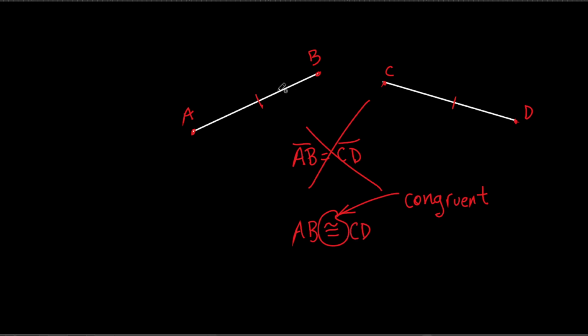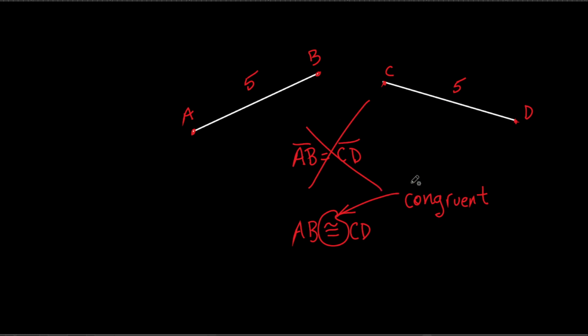So this is how we would write. If these two segments have little tick marks and they're the same length, okay? Even if they didn't have tick marks, if I put a 5 here and a 5 right here, the lengths are the same, aren't they? So we could say these segments are congruent to each other.